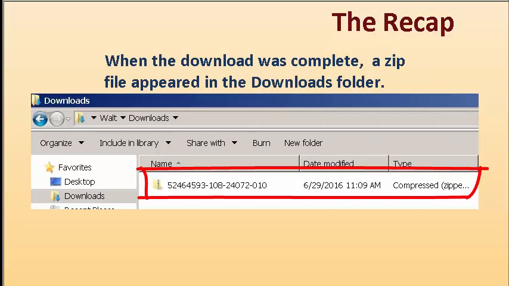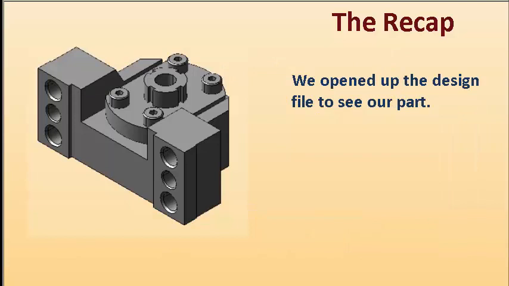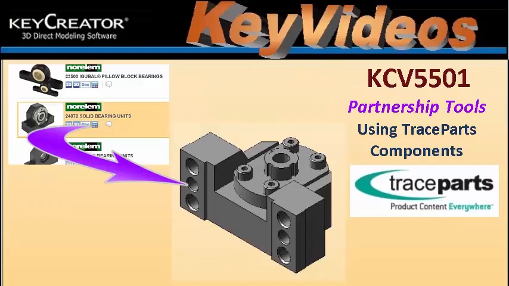When the download was complete, a zip file appeared in the Downloads folder. We extracted a text file with product information and a KeyCreator design file from the zip file. And then we opened up the design file to see our part. And finally, we saved this file as KCV bearing block 1.ckd.